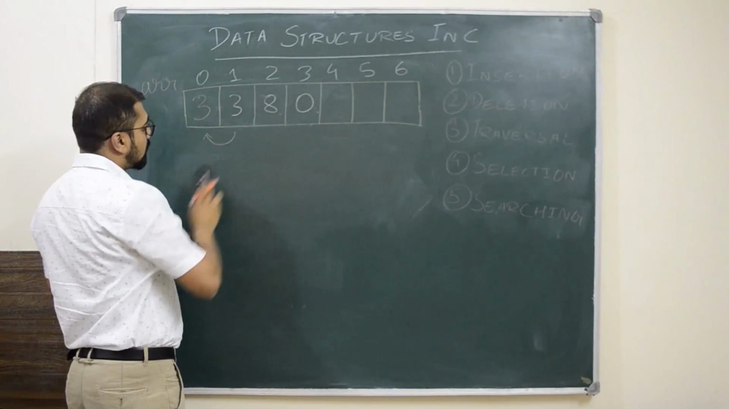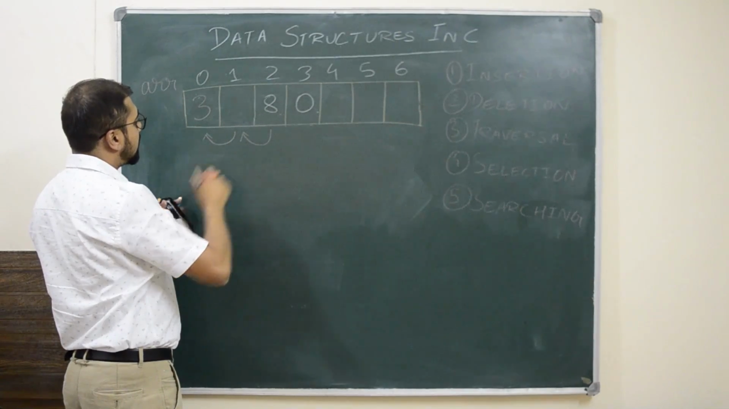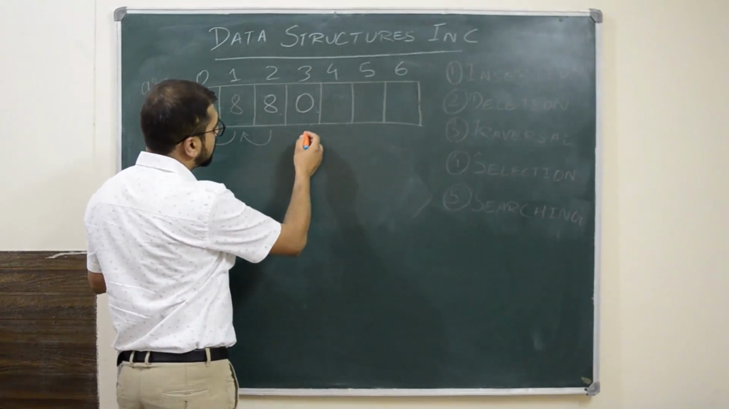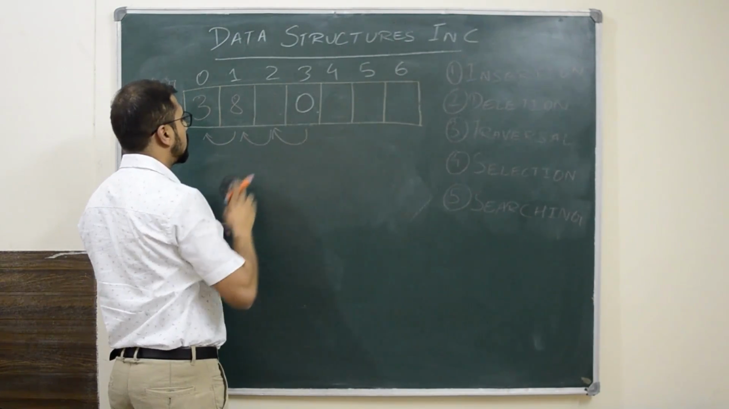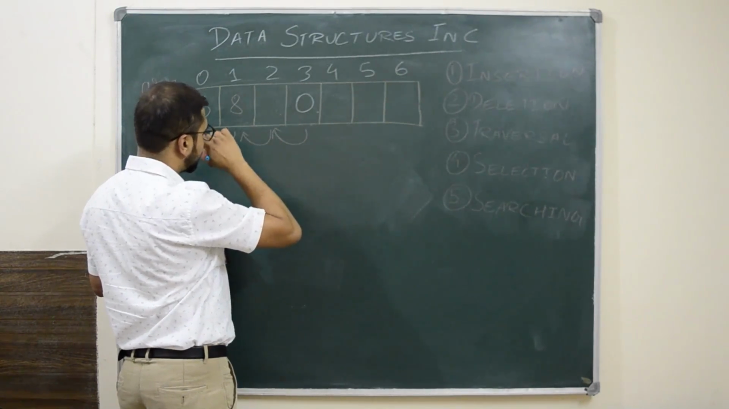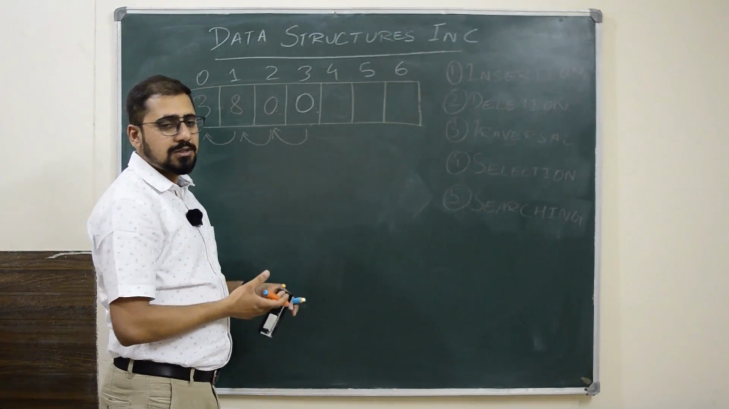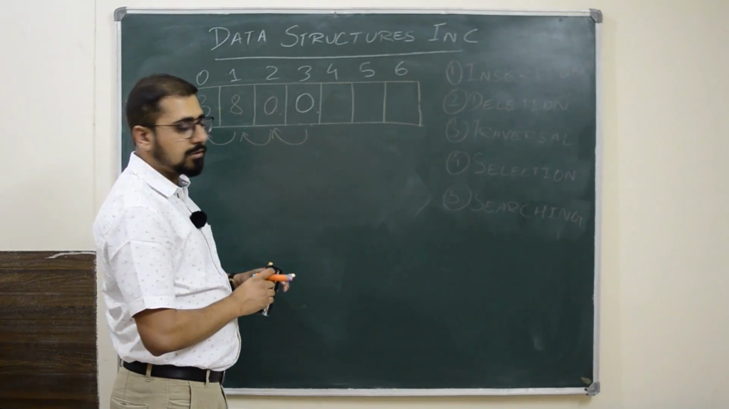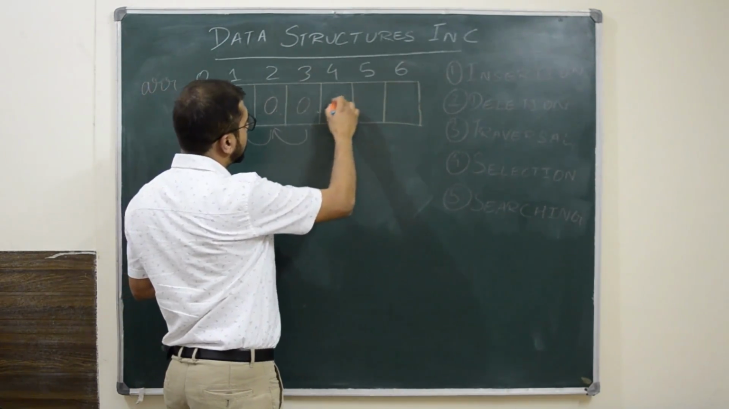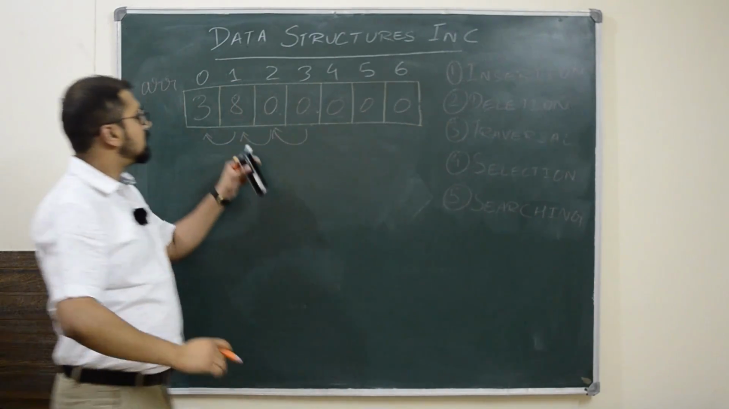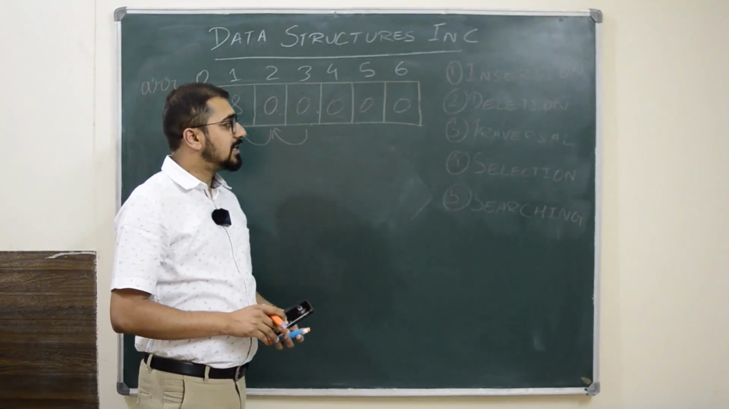So now after this, shift 8 towards the left. This will be updated as 8. Then do this again. This will again be 0, and keep on doing this till the last, because we don't know what is the actual number of elements in the array. So all the elements here would be 0, right? So this is how we can delete any value. So inserting any value and deleting any value is done.